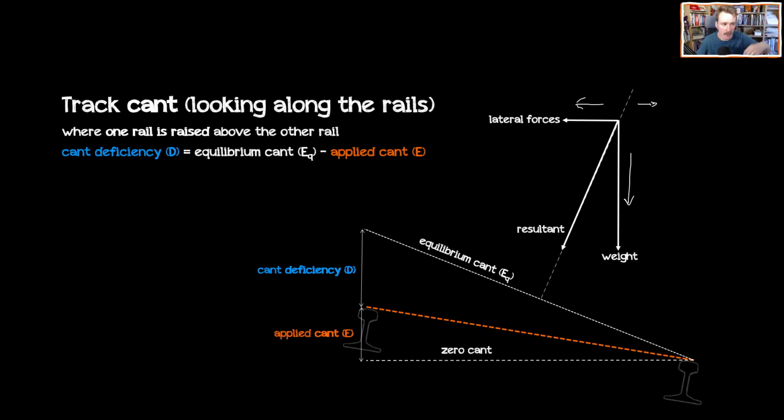Cant deficiency, by the way, is the difference between what we call the applied Cant, Matt, we'll get to your question in a second, and the equilibrium Cant. So equilibrium Cant is if you fully balance the lateral forces. Applied Cant is what we actually build the railway to have, and the difference is Cant deficiency. As we'll talk about later, Cant deficiency is essentially a measure of the unbalanced lateral forces. So we'll get to that in a second.